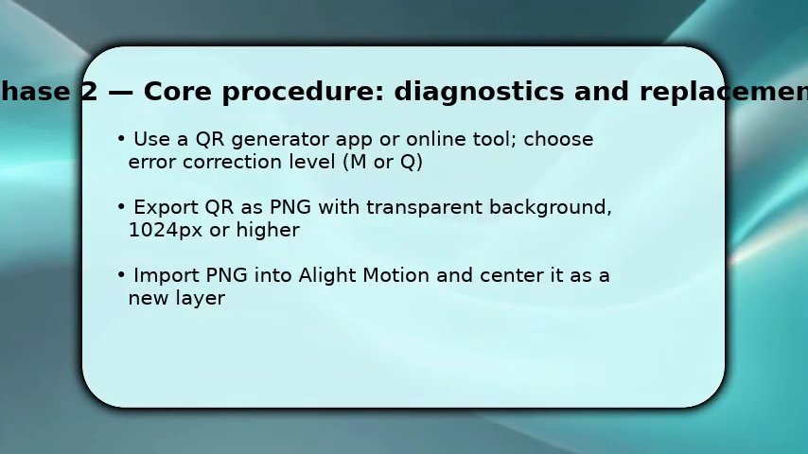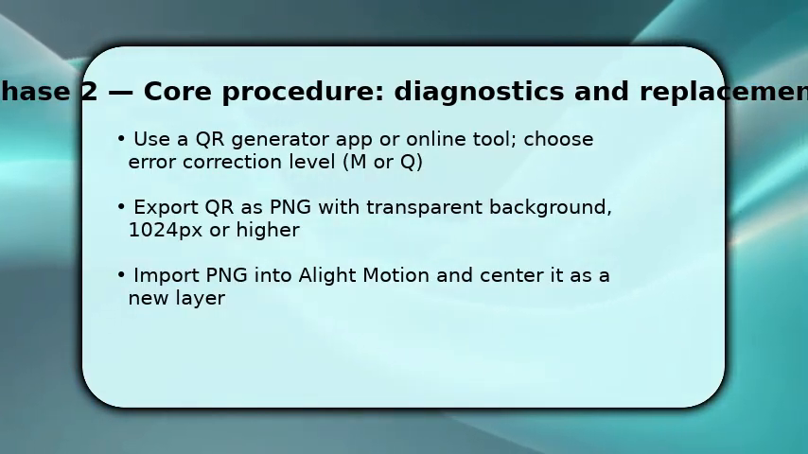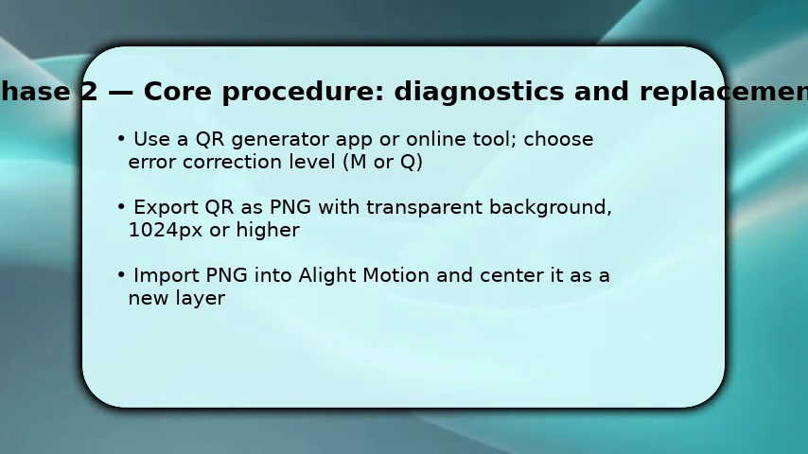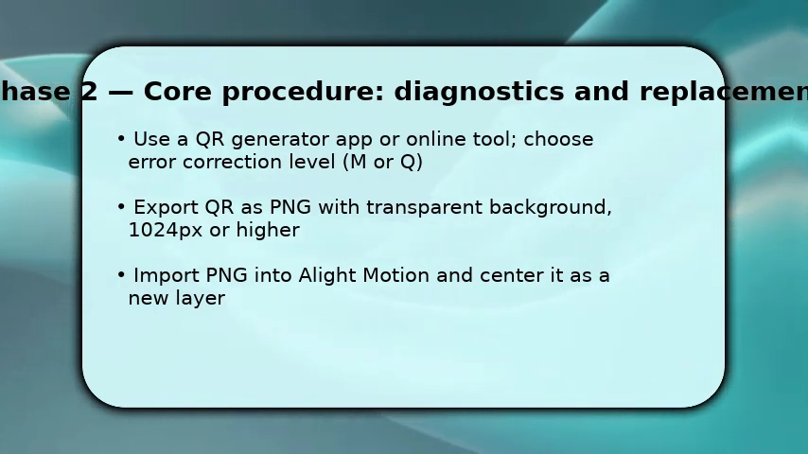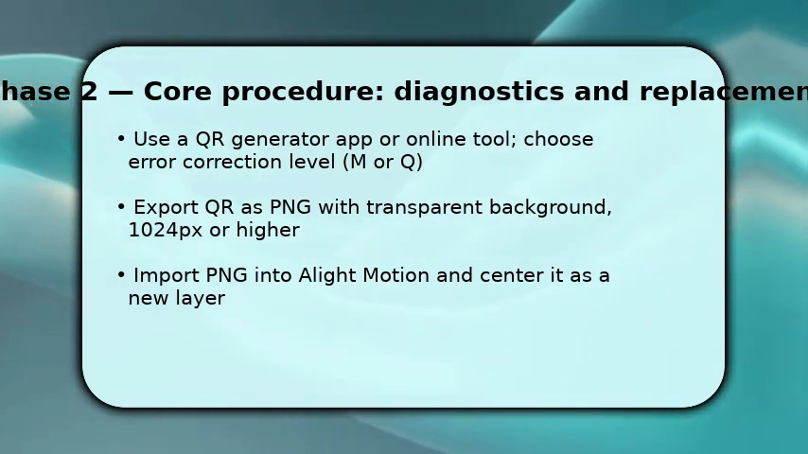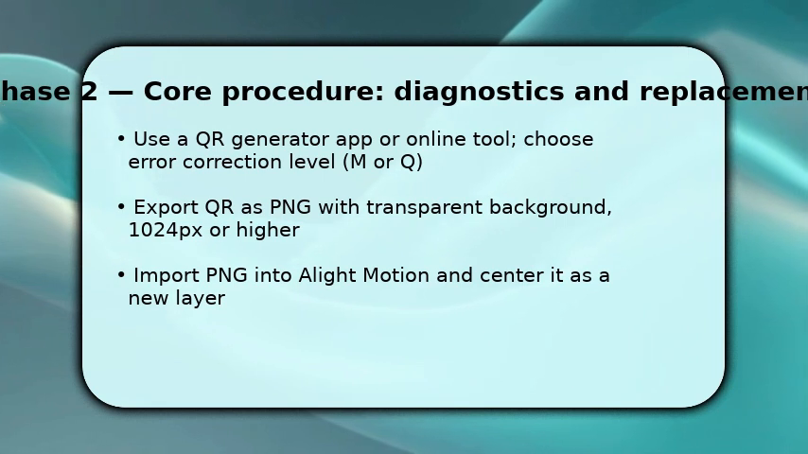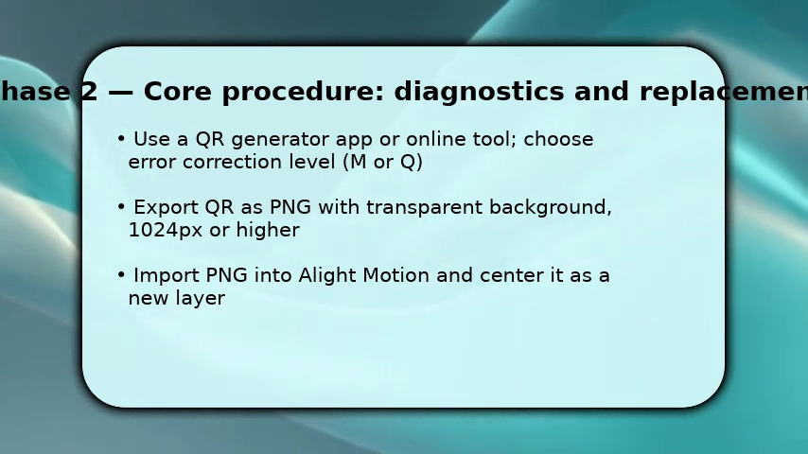Now generate the QR image. Use a QR generator to create a PNG with transparency. Pick error correction M or Q so scanning survives overlays. Export at 1024px or larger to keep edges sharp.